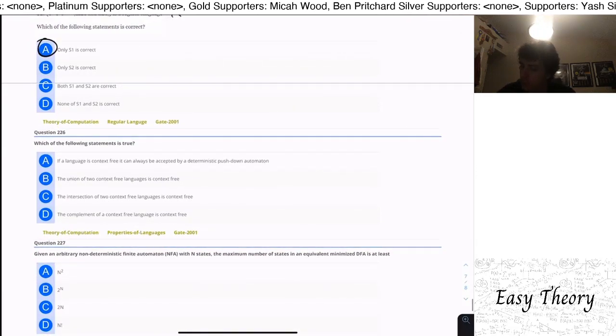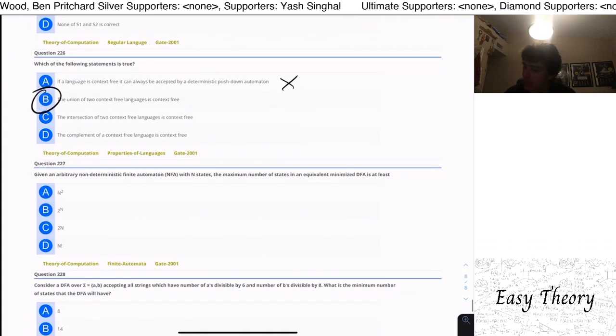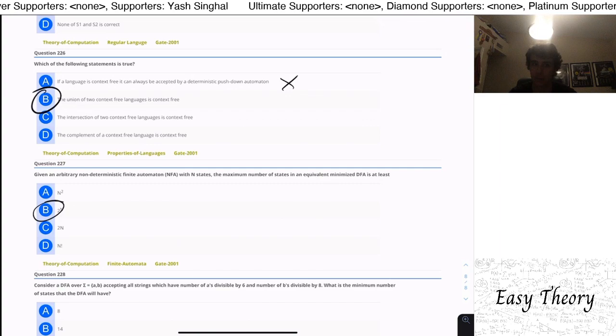Which of the following statements is true? If a language is context-free, it can always be accepted by a deterministic PDA. Nope, that's not true. The union of context-free languages is context-free, so that's B. Given an arbitrary NFA with n states, the maximum number of states in an equivalent minimized DFA is at least to the n.